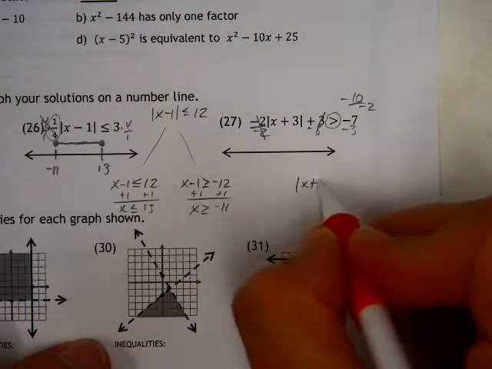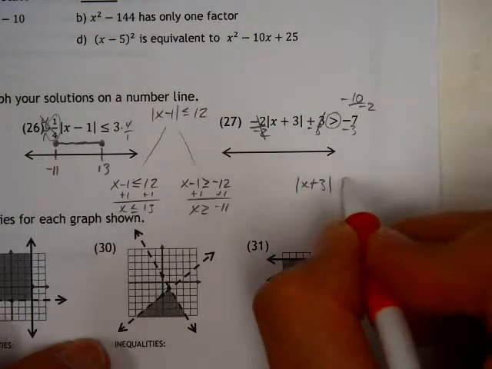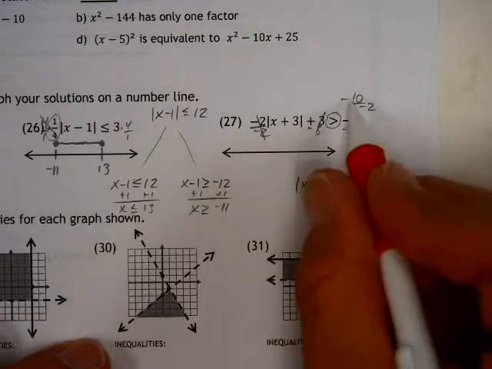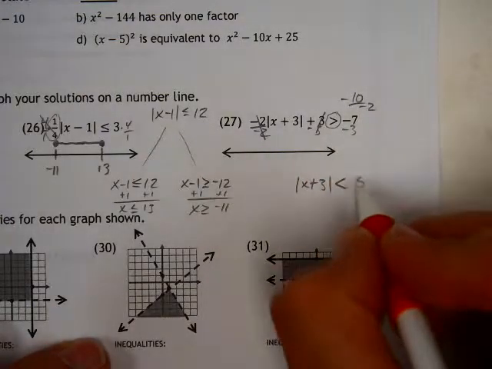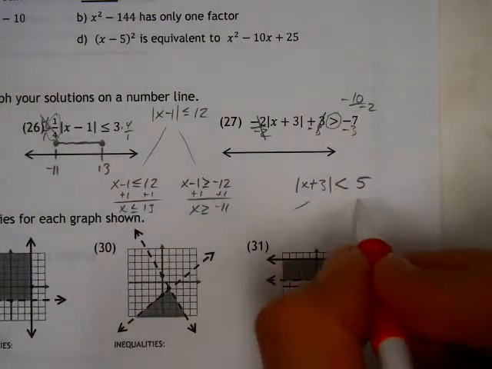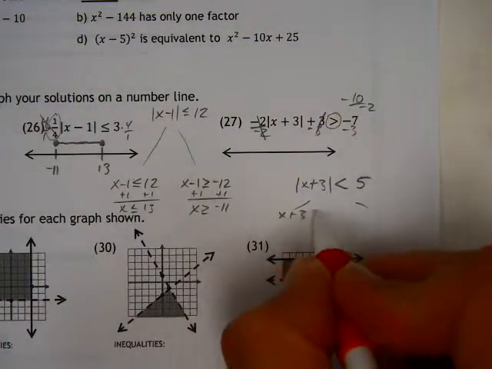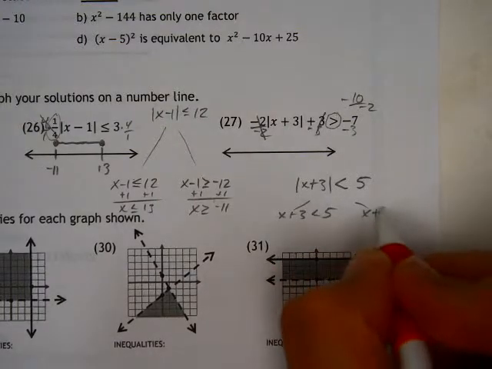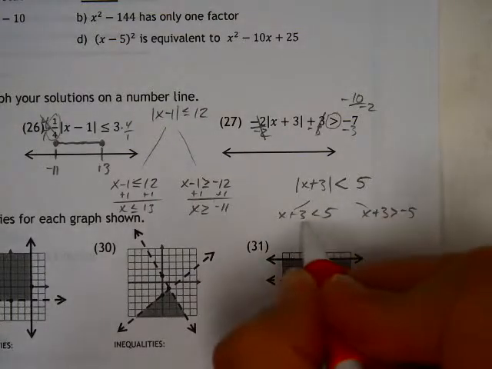So let's summarize what we have so far. I've got |x + 3|. That arrow just turned around because I divided by a negative. Negative 10 divided by negative 2, positive 5. So a lot of things drastically change there. Now we can split it. x + 3 < 5. x + 3 > -5.